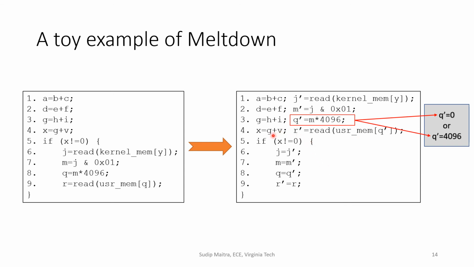It is important to mention here that the attacker makes sure that X is never 0, so this condition is never true. This is a way of handling or suppressing the segmentation fault.